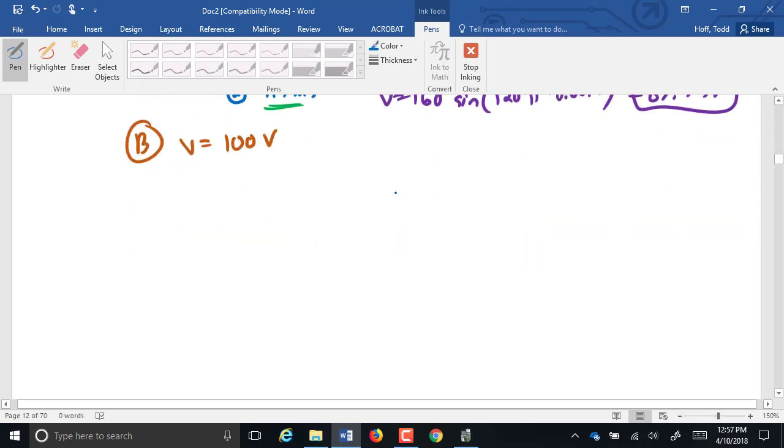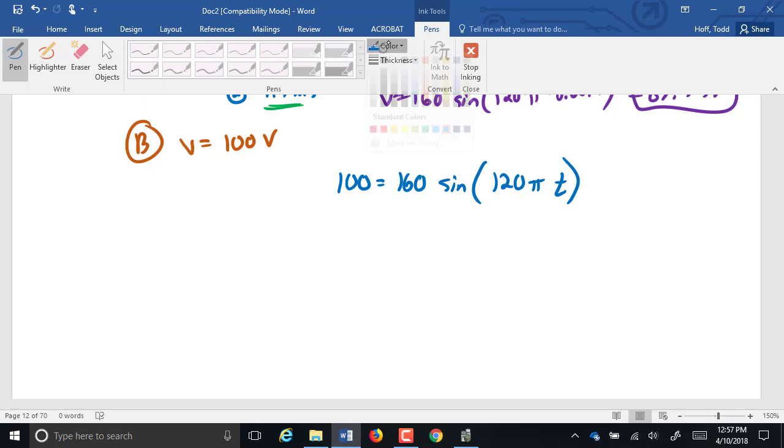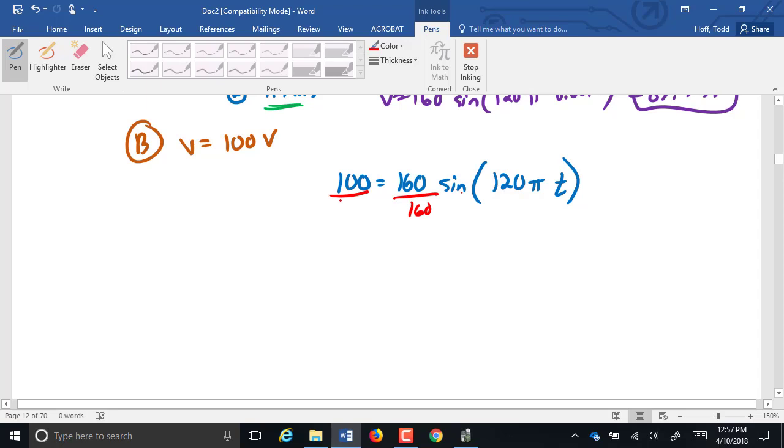So the first value of t, where the voltage is 100 volts. Now when 100 goes in for V, it's still 160 times the sine of 120 pi. It's just we don't know t, so t is just going to be t, the variable. Now we solve for t, we've got to get the sine of the trig function by itself first. We're going to divide by 160. So that's 0.625, I believe. Equals the sine of 120 pi times t.